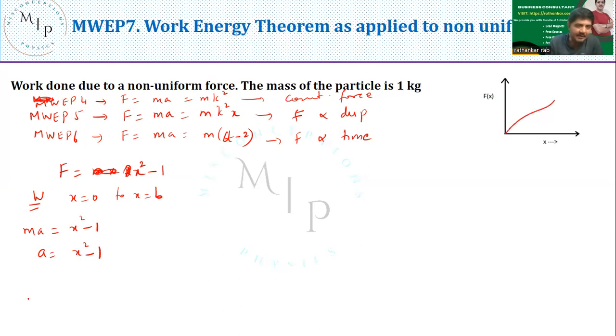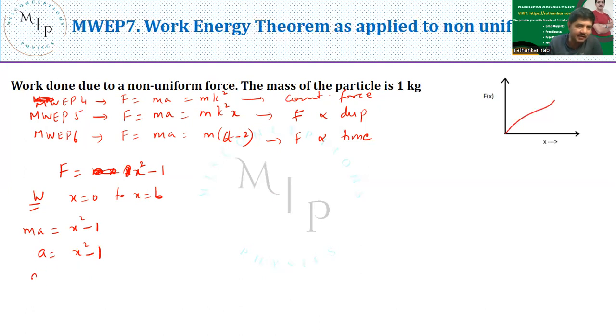Putting m equal to 1. Now I want to get velocity. How do I get velocity from here? Velocity is not so easy to get from here directly. There is no equation, so you need to integrate this. There's no other way of doing it. So how do I integrate?